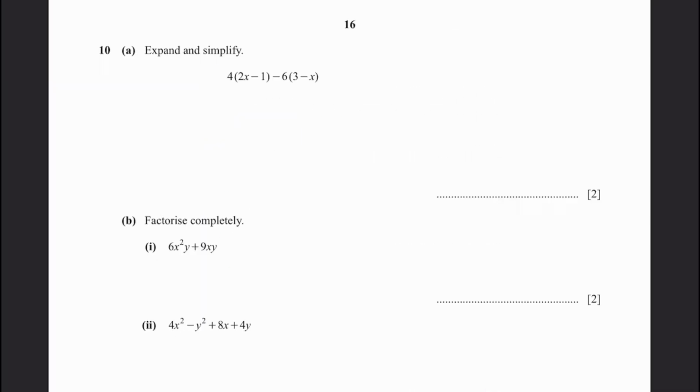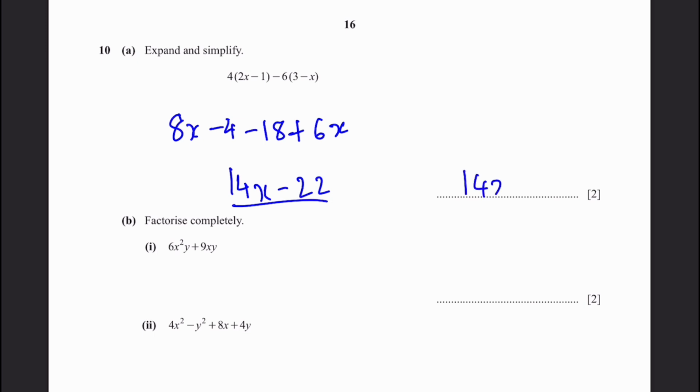A. Expand and simplify. 4 times 2x minus 1 minus 6 times 3 minus x. We can just expand the brackets by multiplying it like this. So 4 times 2x is 8x, minus 1 times 4 is minus 4, and then negative 6 times 3, which is negative 18, and negative 6 times negative x, which is positive 6x. 14x minus 22 is the final answer.